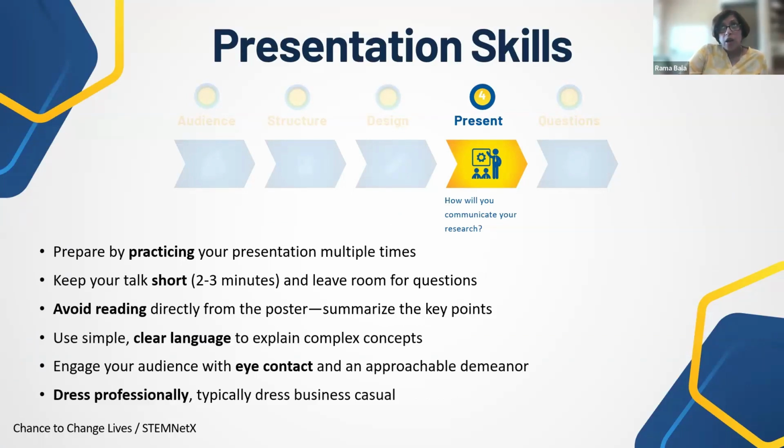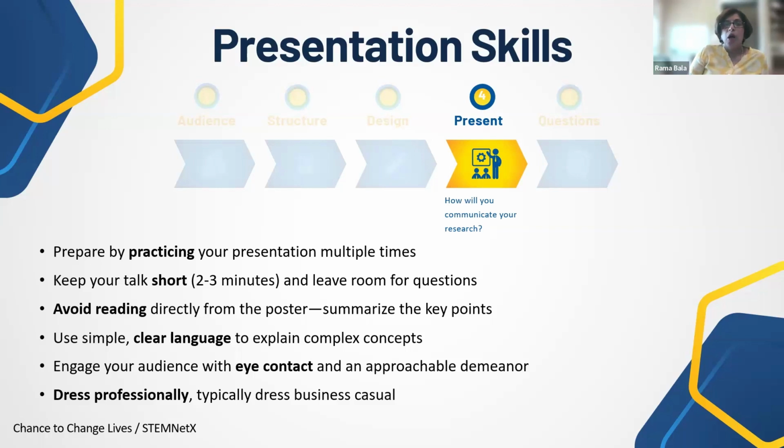A good poster has a visual presentation, which we have walked through different elements of it. Equally important is the presenter. What are some presentation skills and techniques that you can use to effectively communicate your research is an important aspect.